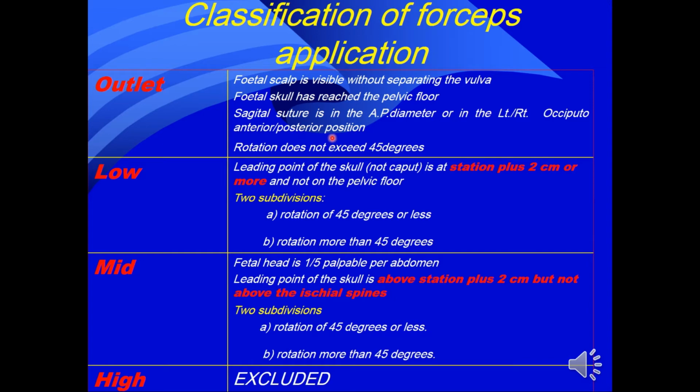Classification of forceps application: outlet, low, mid, high. High is excluded, so we have three types. Outlet: fetal scalp is visible without separating the labia. Fetal scalp has reached the pelvic floor. Sagittal suture is in the anteroposterior diameter or in the left or right occipito-anterior position. Rotation does not exceed 45 degrees.